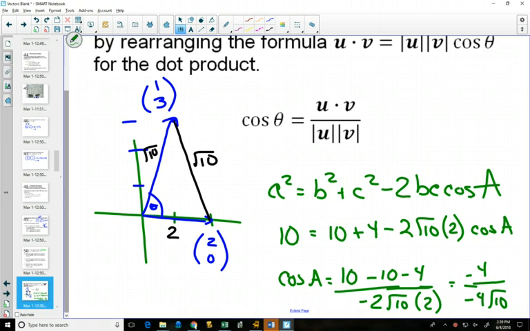When I do the dot product of these 2 vectors, I'm just going to get 2. Okay? The length of u times the length of v, root 10 and 2. It also simplifies to 1 over root 10.